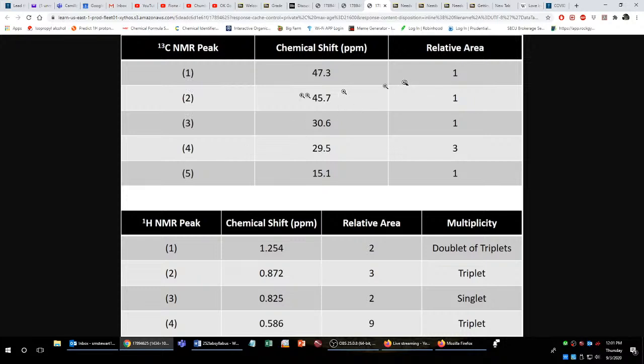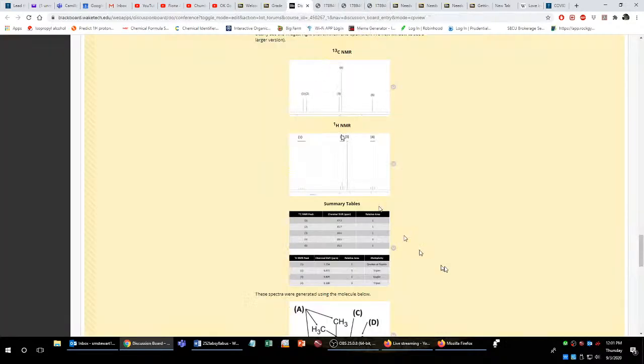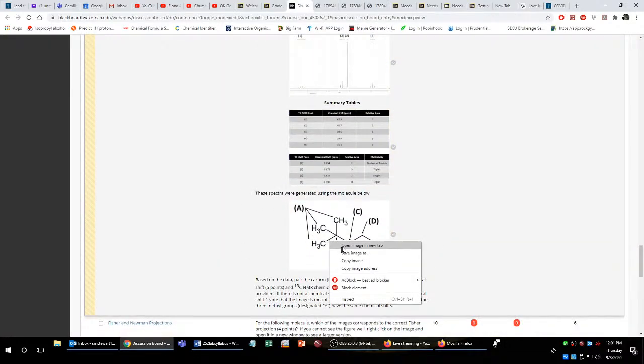So for the carbon 13, we've got 5 peaks, 1, 2, 3, 4, 5, with relative areas of 1, 1, 1, 3, and 1. What this relative area means is that if we look at whatever molecule we're referring to, this is the ratio they appear in. For the 1H NMR, same thing. We've got 4 peaks now instead of 5, and they appear in a 2 to 3 to 2 to 9 ratio. Now, to help you out here, I've also given you a copy of the molecule itself.